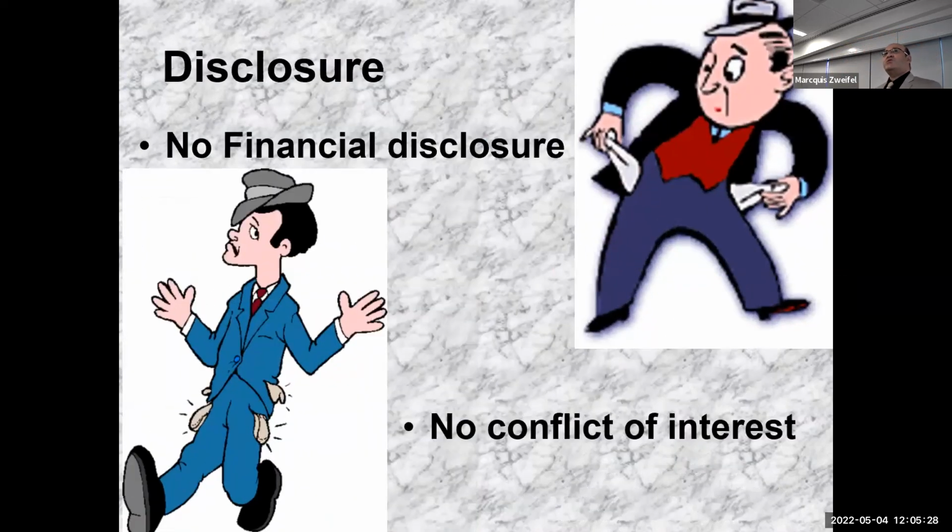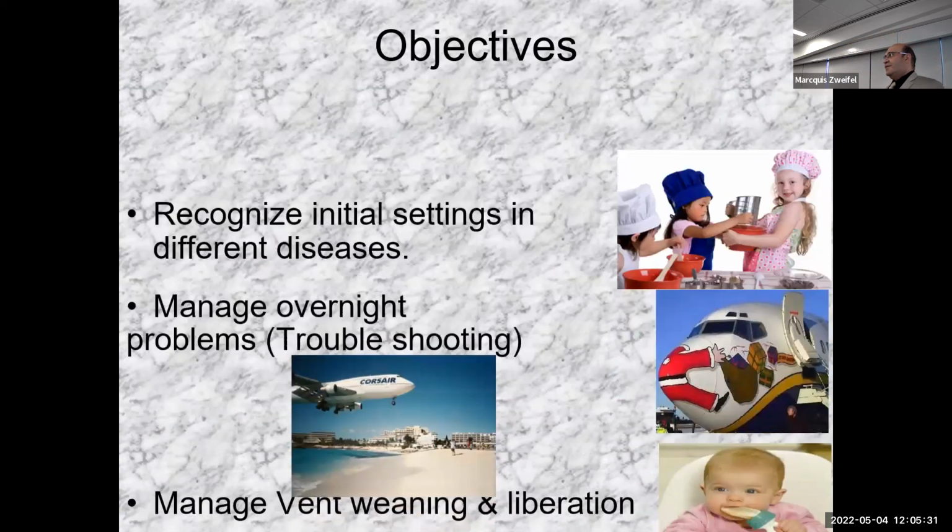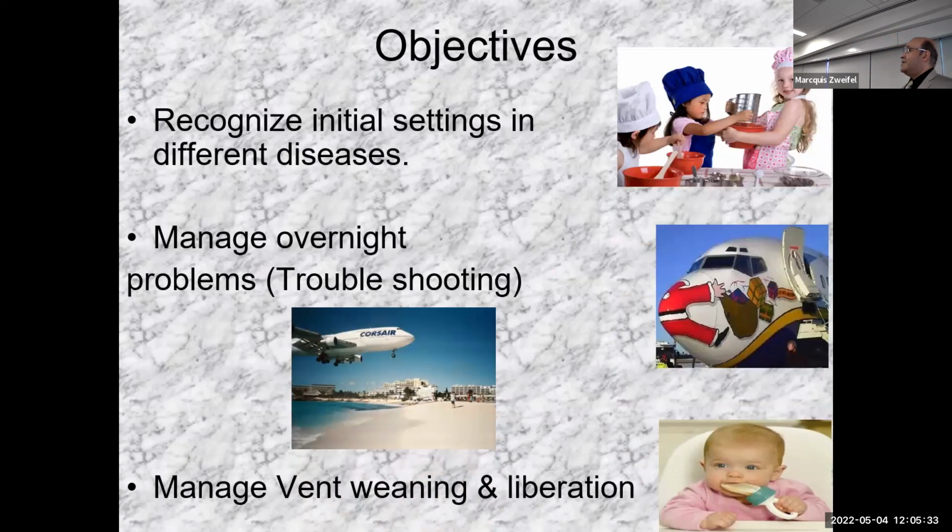I have no disclosures. The three topics that we will talk about: the initial vent settings. We talked yesterday that initial vent settings depend on the ideal body weight and the disease. So we'll talk about different common diseases that we will deal with, and we will see what initial vent settings we should start with, and we'll go through that through some cases. You will have the option to select the correct answer. Then we will participate in that.